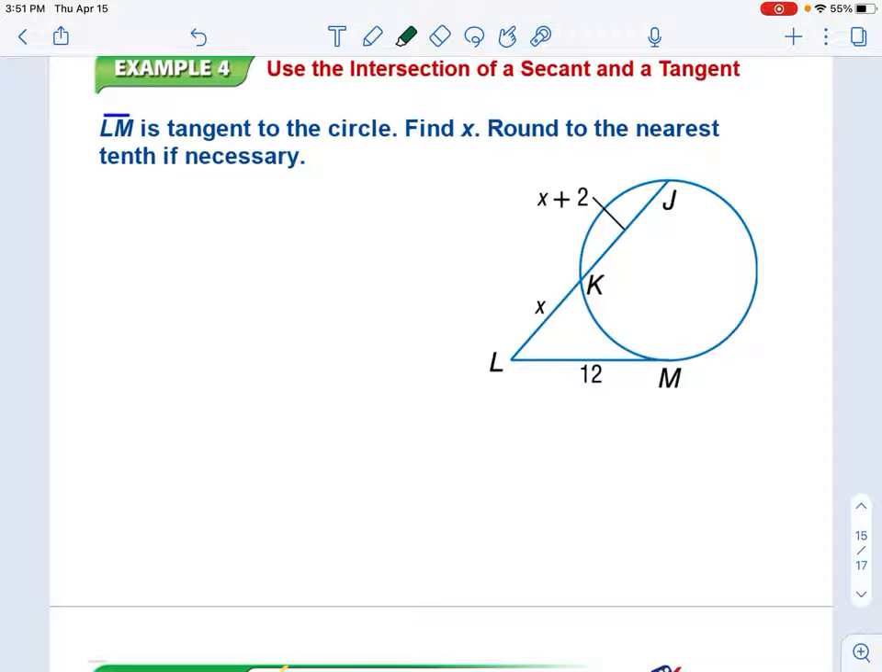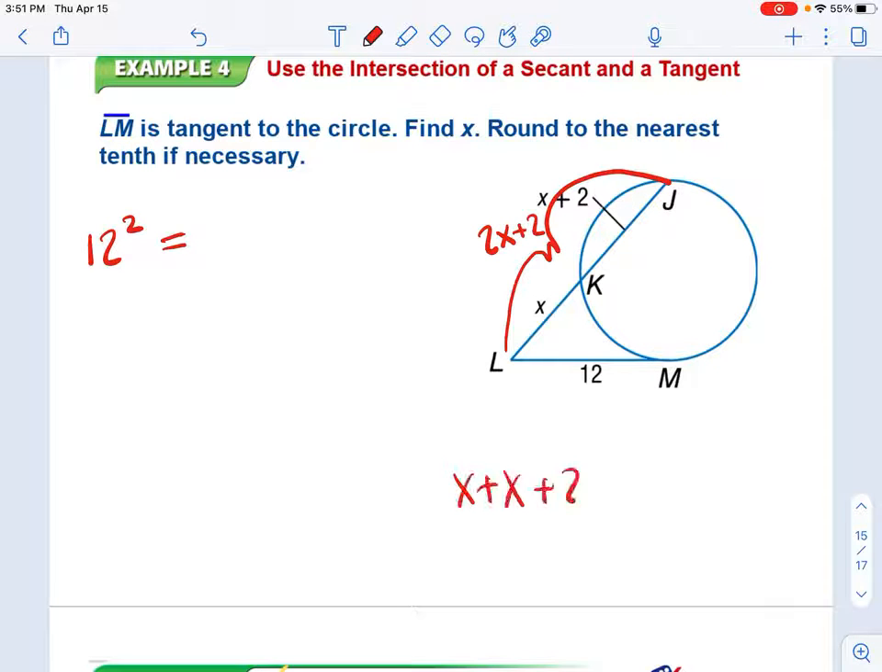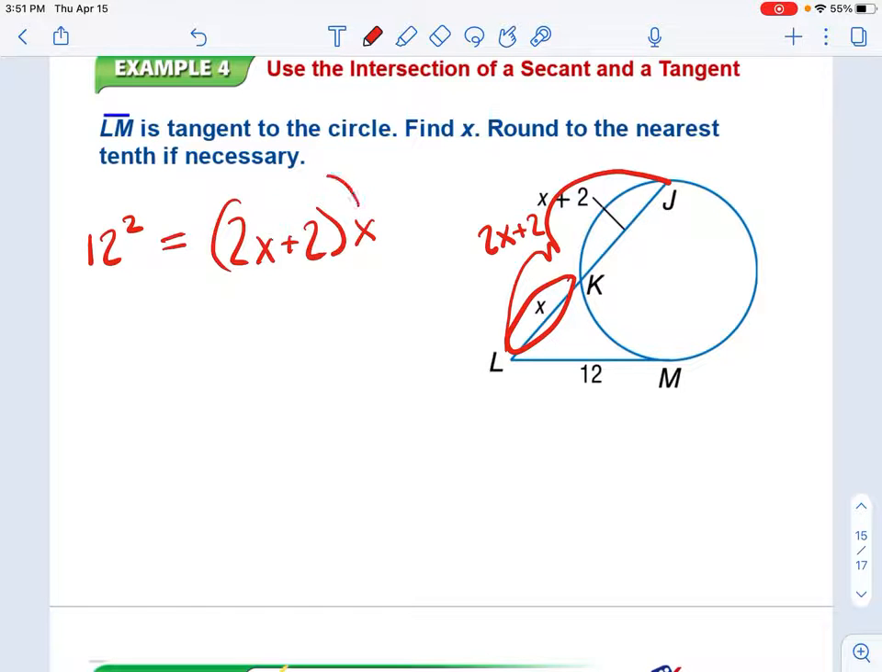So let's try it. We know LM is tangent to the circle. Perfect. We know that will then be the squared piece. And we equal that to the whole thing, 2x plus 2, because x plus 2 is equal to 2x plus 2, times x, the external part. So I need to distribute and simplify the left side. 144 is equal to 2x squared plus 2x.